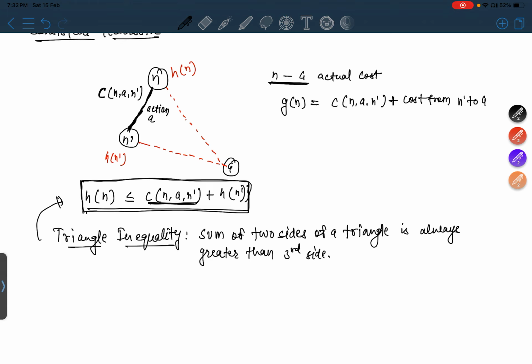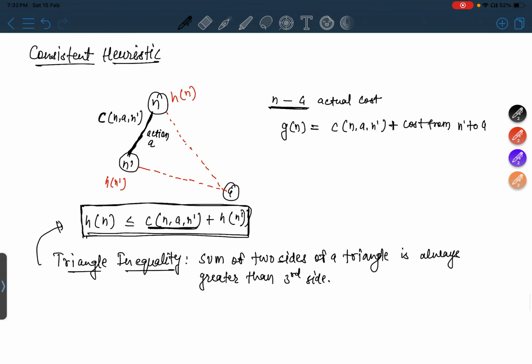Why not only less than, why less than or equal to instead of less than only? Because there might be some cases like n, say n prime and this is g. We all three lie on the same straight line, जहाँ पे फिर h of n और g of n की values will become kind of same. That's why this will become equality. Okay, so all the heuristic functions which follow this property are known as consistent heuristics.